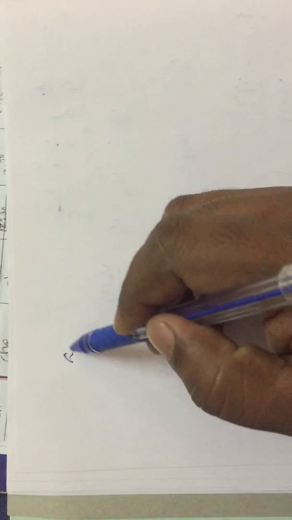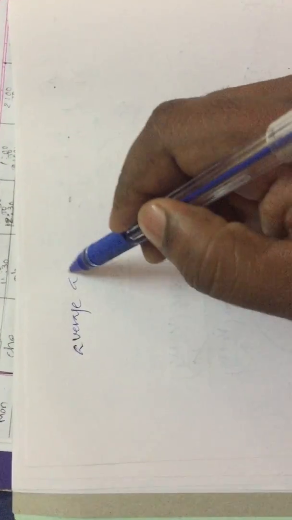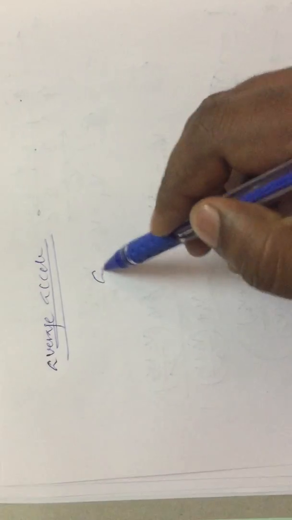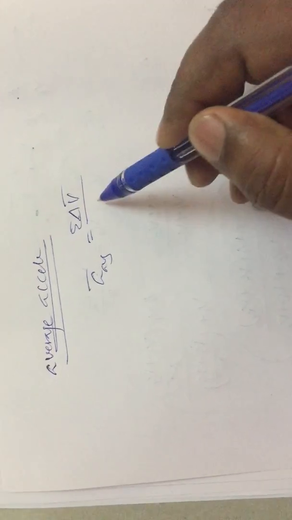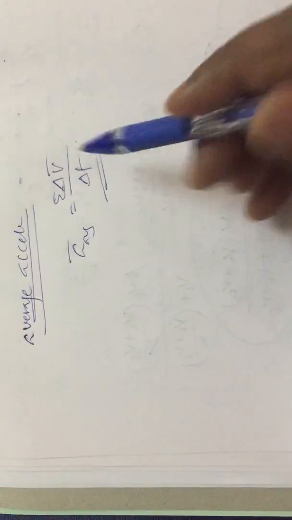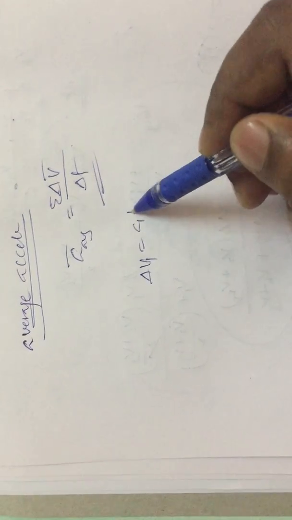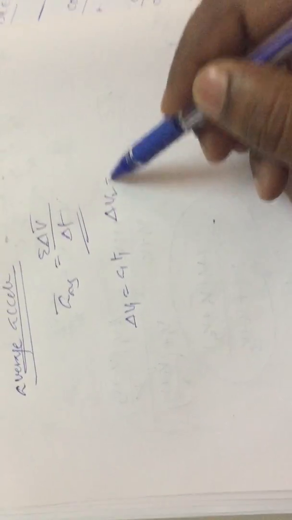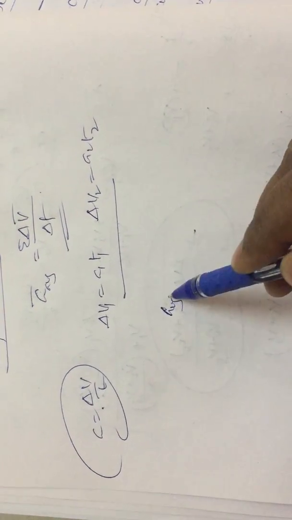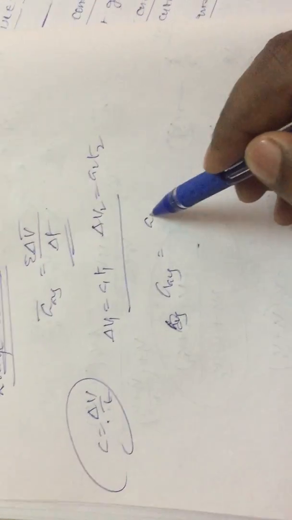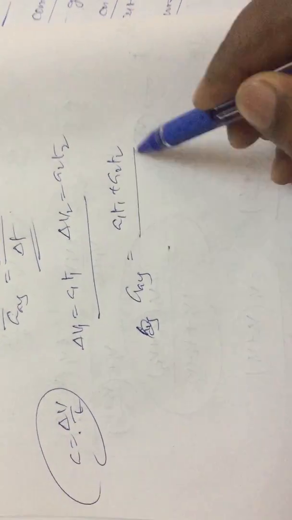Next, sometimes they will ask you to find the average acceleration. Average acceleration equals total change in velocity by total time. Sometimes the change in velocity is delta V1 equals a1 t1 and delta V2 equals a2 t2, because a equals delta V by t. This is the formula. With this, the average acceleration equals (a1 t1 plus a2 t2) by (t1 plus t2).